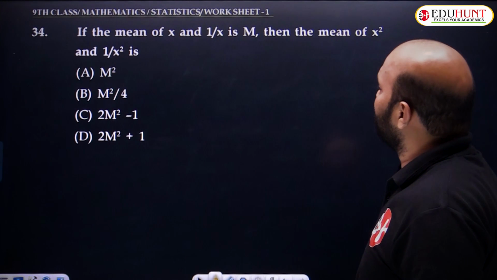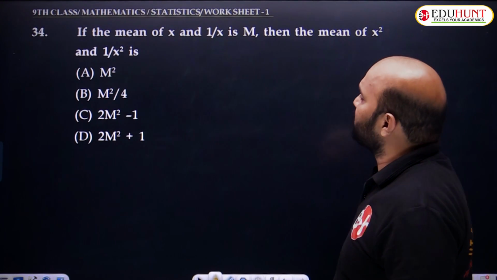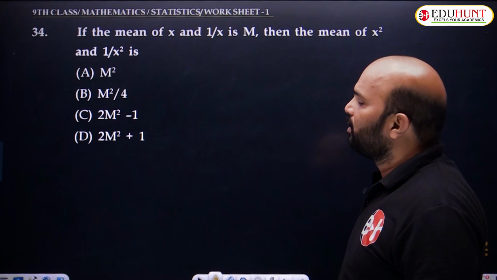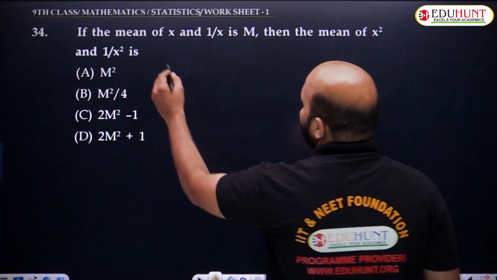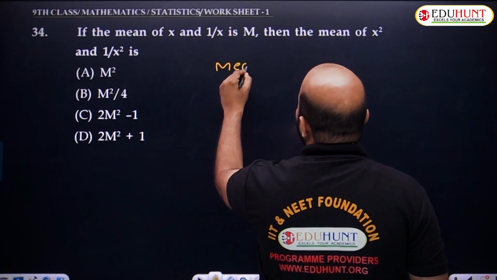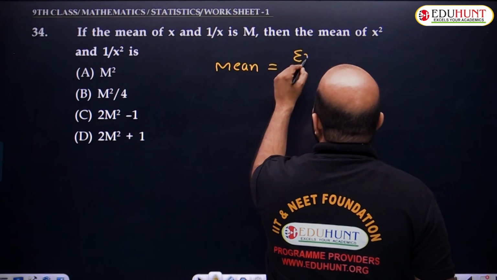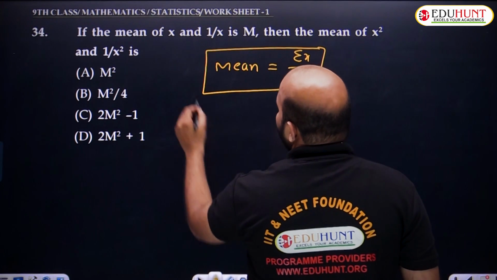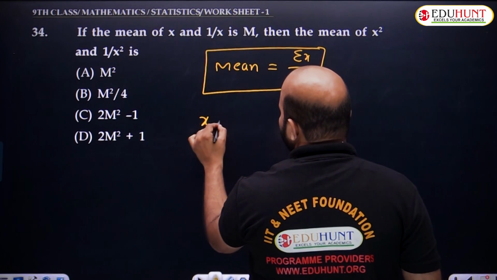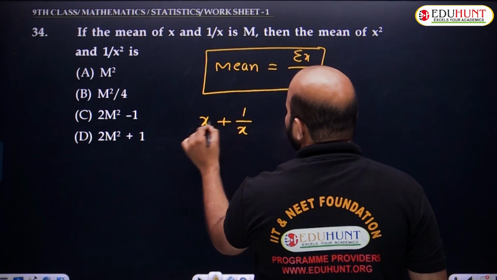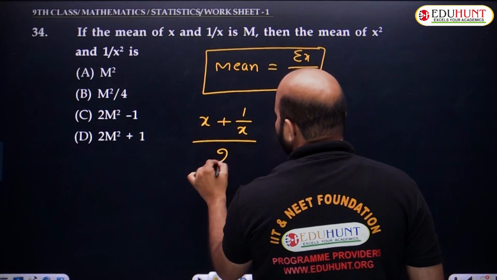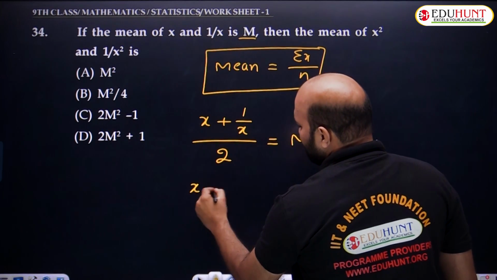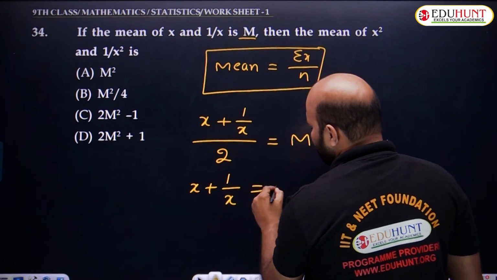If the mean of x and 1 by x is M, then the mean of x square and 1 by x square is: option A, M square; option B, M square by 4; option C, 2M square minus 1; option D, 2M square plus 1. So clearly we need to notice that mean equals the formula, sum of observations by number of observations. But here x and 1 by x are 2 items. How to find the mean of these 2 items? The sum, x plus 1 by x, divided by 2 equals capital M, the mean value already given. Am I clear? So according to cross multiplication, x plus 1 by x equals 2M.